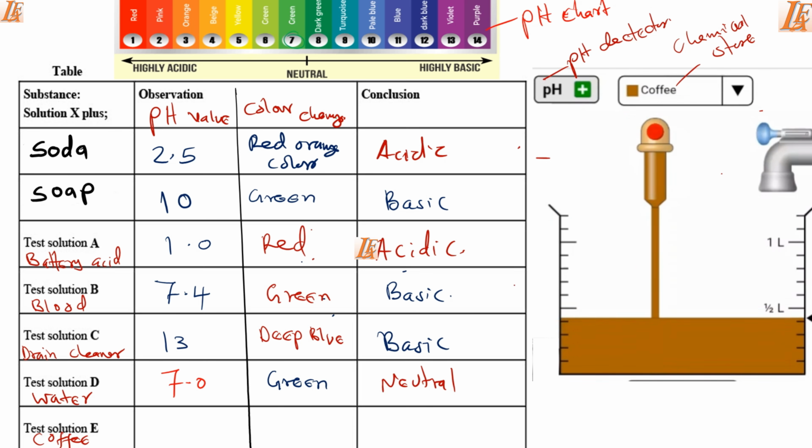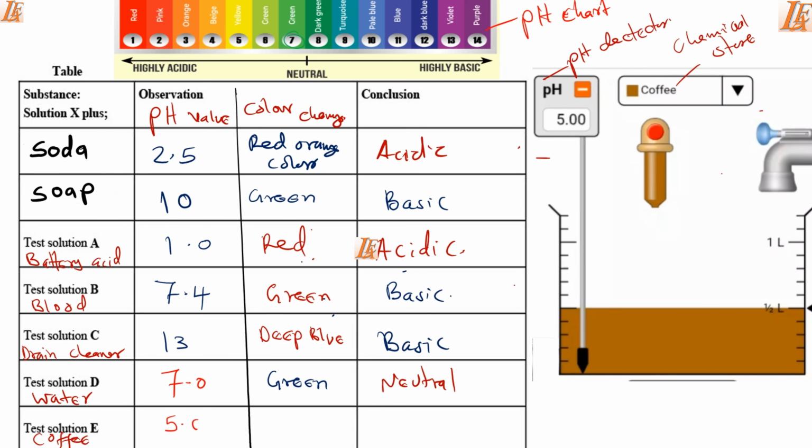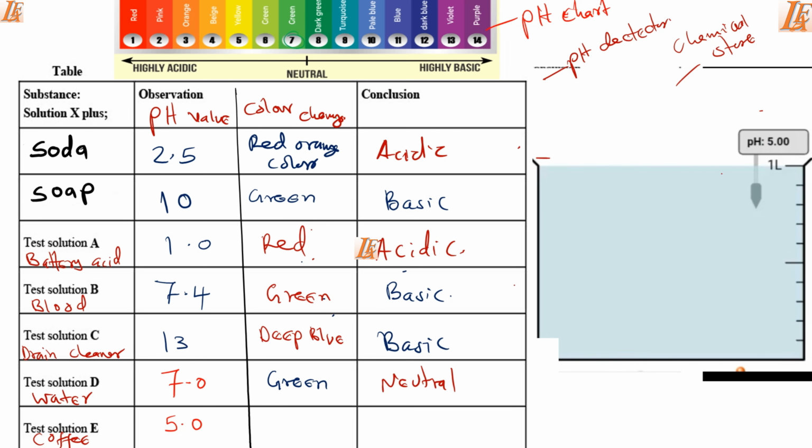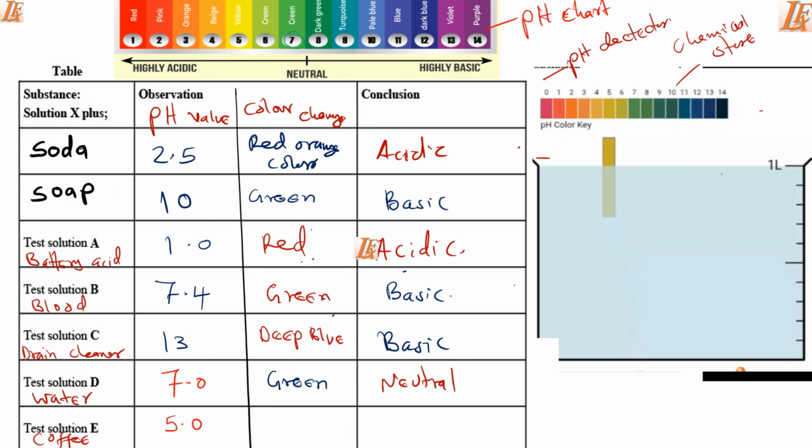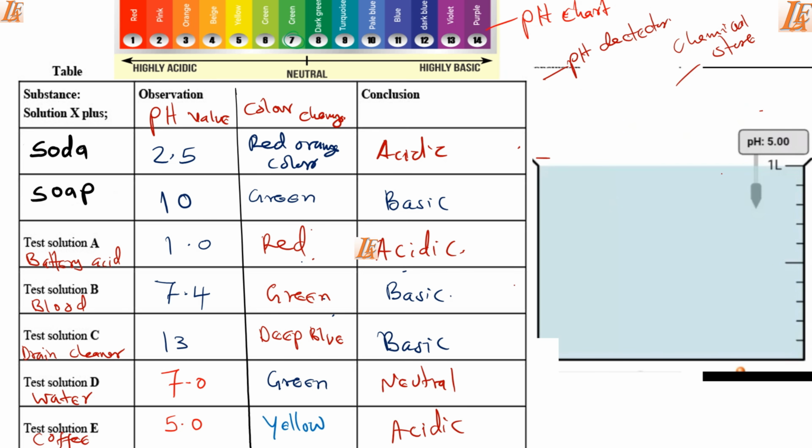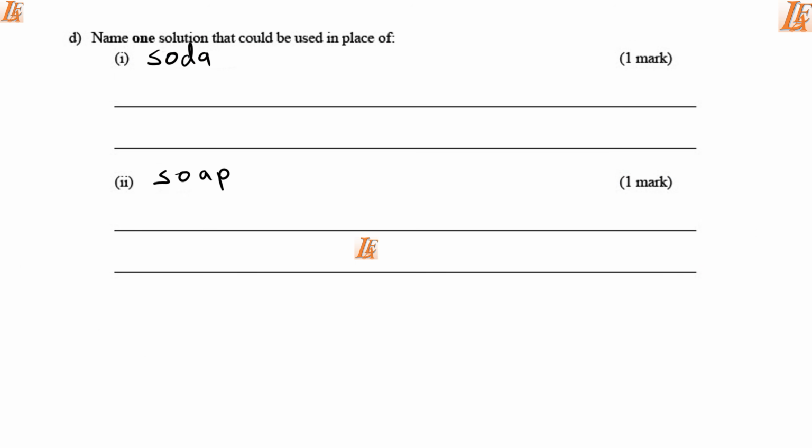Then we can now introduce coffee. If we introduce coffee, the pH detector will read 5.0. Then if we introduce a universal indicator paper, the color of the universal indicator paper is going to be yellow. In this case, it's yellow. Then we can conclude the substance is acidic, but of course, it's a weak acid.